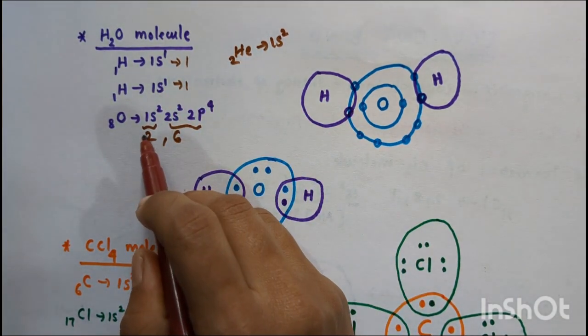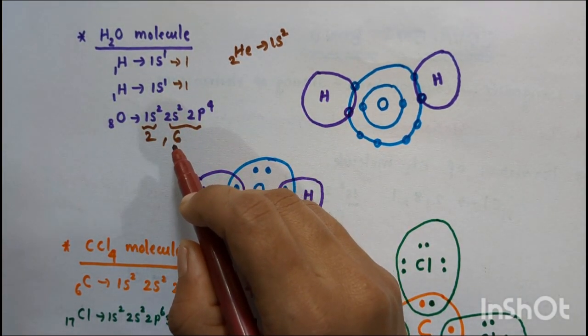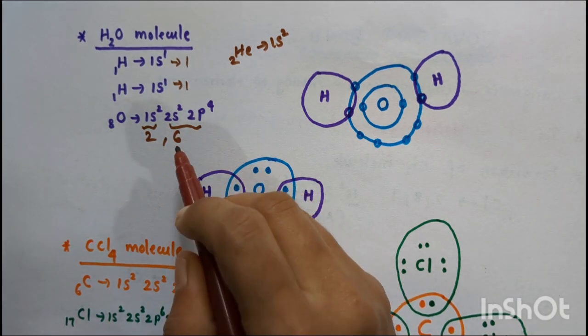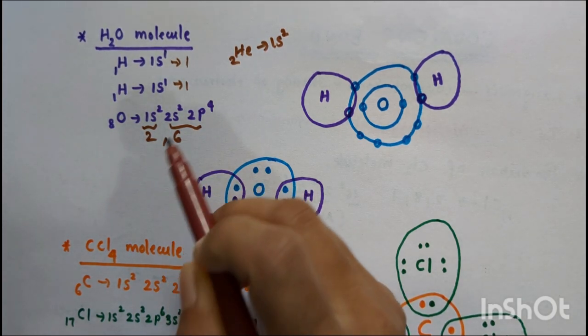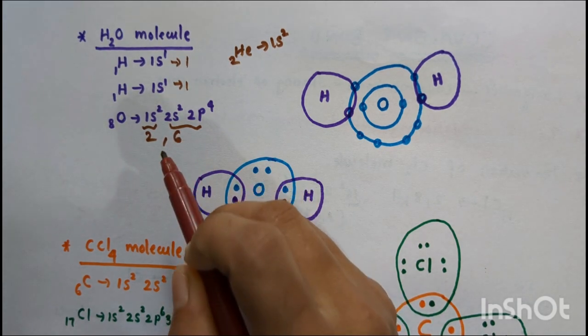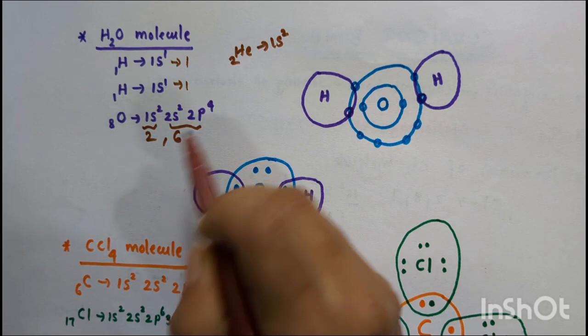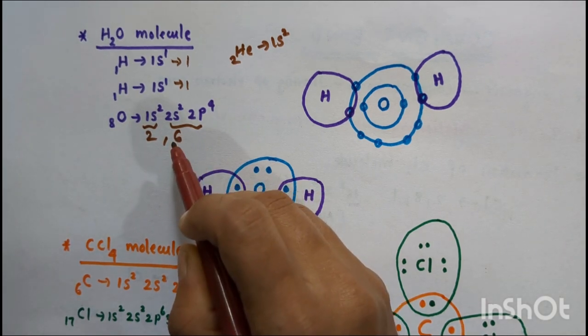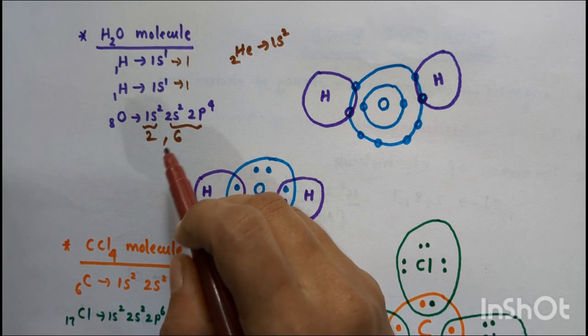And oxygen has 6 electrons in its valence shell. So it has a tendency to gain 2 more electrons to achieve a stable configuration, because for a stable configuration the required number of valence shell electrons is 8. So oxygen has a tendency to gain 2 more electrons to attain a stable configuration.